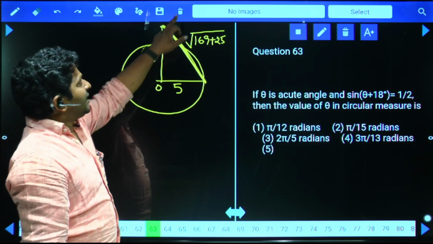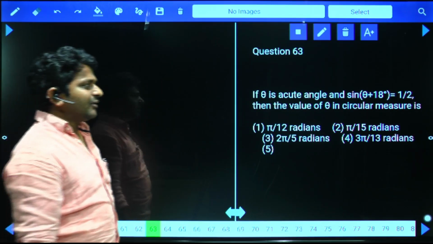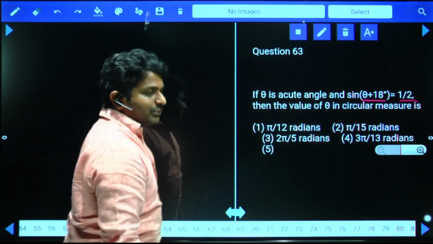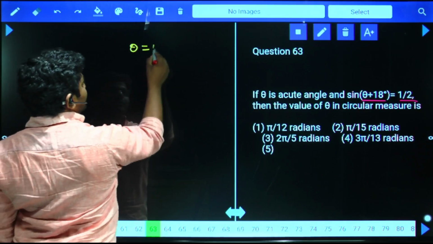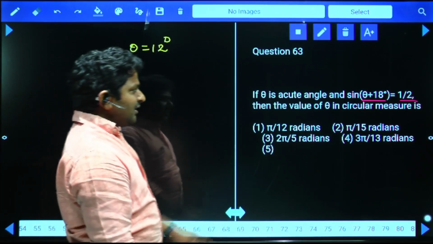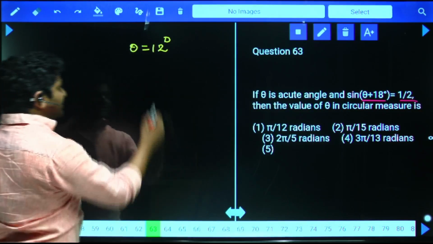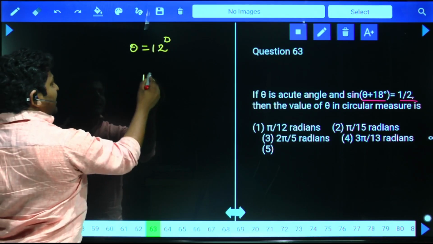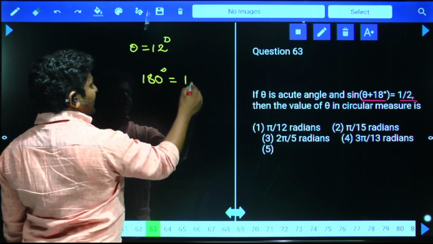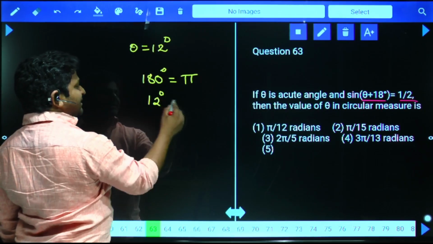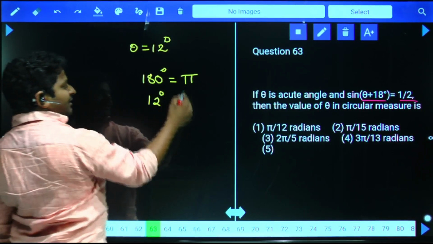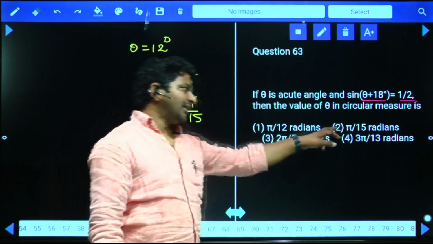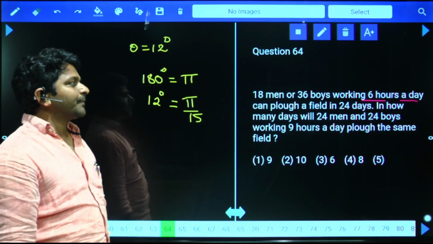Theta is an acute angle. Sine of theta plus 18 is equal to 1 by 2. 1 by 2 is sine 30 degrees. Theta plus 18 is equal to 30 degrees. Then theta is equal to 12 degrees. Now theta measure in terms of radians. 180 degrees is equal to pi. Now we need to identify 12 degrees is equal to how much? This value divided by 15. So pi divided by 15 is our answer. Pi by 15 radians, second option.